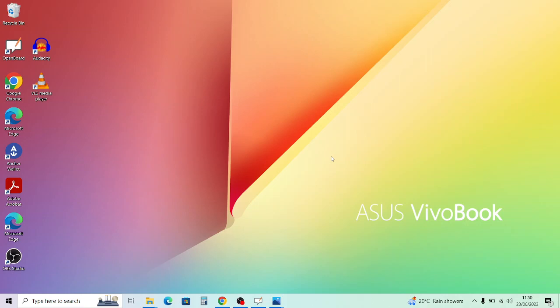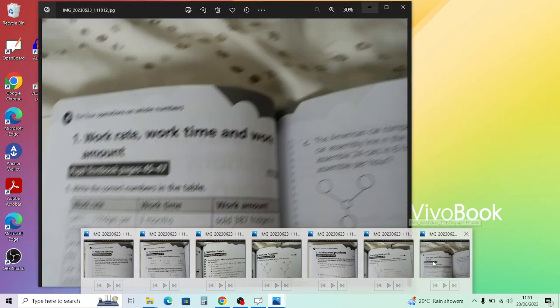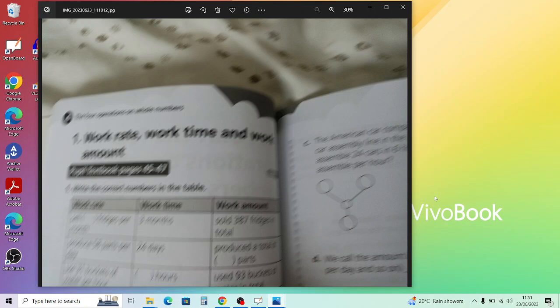Welcome to Real Shanghai Mathematics Practice Book 4.1, and this is Unit 4, called the 4 Operations on Whole Numbers. It's quite a large topic and has 7 sections, so without waste, let's move on to the first section. It's called work rate, work time, and work amount. So let's move on to question 1.